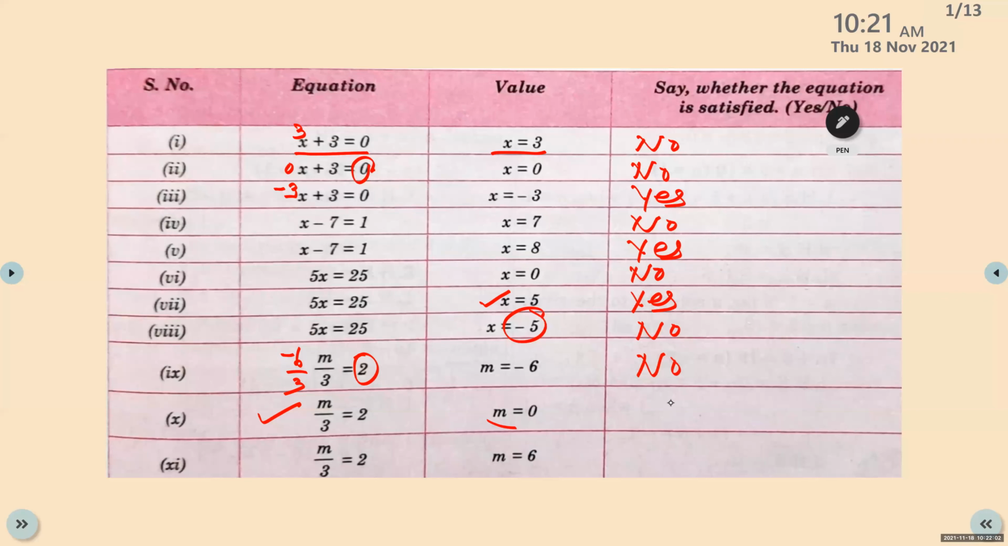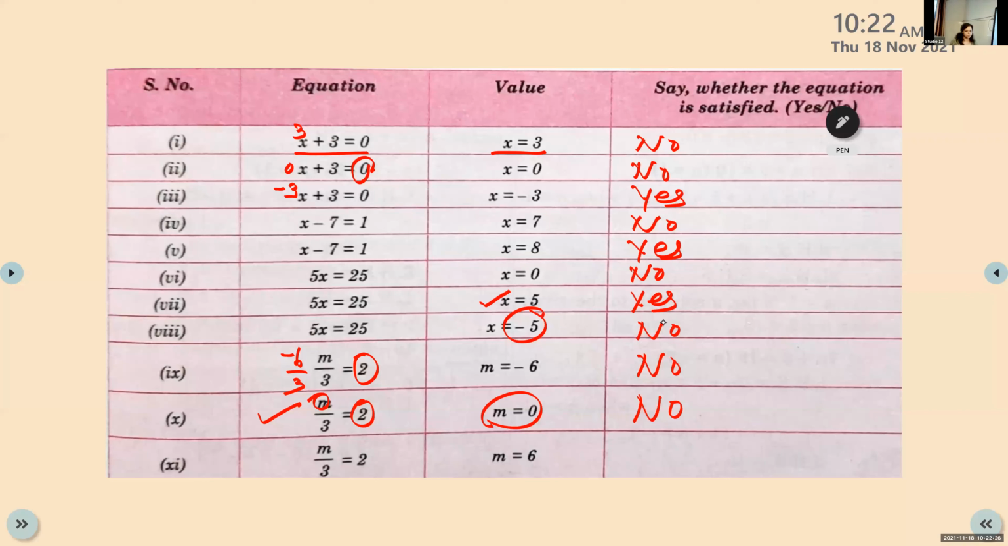Next one, Abel. m by 3 is equal to 2. So m is equal to 6. Is the solution correct? Yes, ma'am. 6 by 3. In the place of m, you have to put 6. So 6 by 3 is equal to 2. It is correct. Yes, it is a solution.